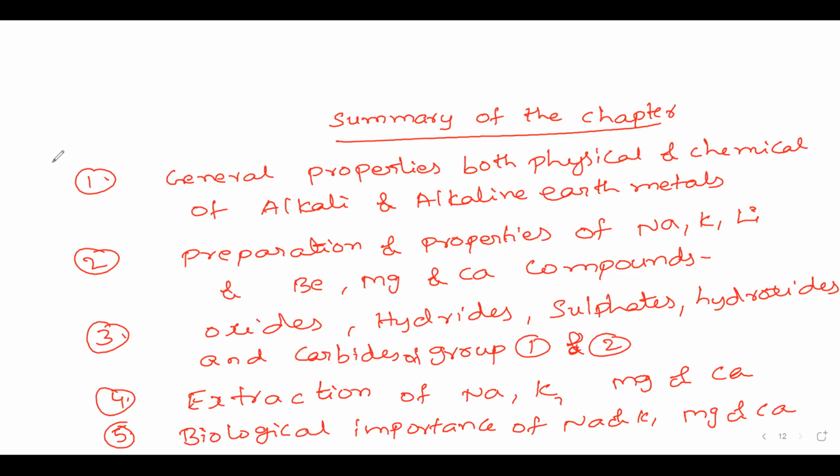Especially the first topic and third topic are most important, and also the second. If you do all three topics thoroughly with many questions, you can easily do questions from the exam. From extraction and biological importance you may not get questions, but from these three topics we get more questions. Preparation and properties of compounds of first and second group, oxides, hydrides, sulfates, hydroxides, carbides, and general physical and chemical properties are most important. Do at least 50 questions from each part, so that if you do 150 questions, you will master this chapter.